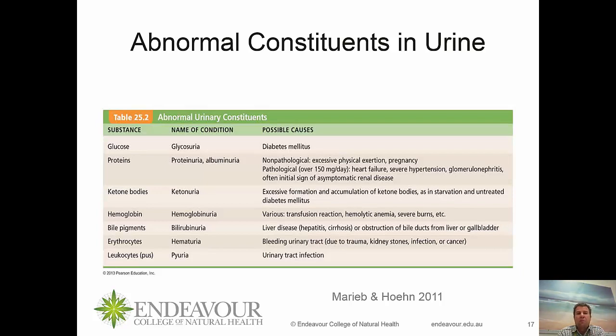So one of the most important things they look at in urine is the presence of glucose, so glucosuria, and it's a strong indicator of diabetes mellitus. High blood glucose levels transfers to high blood glucose levels in your nephrons. Your nephrons simply can't reabsorb enough glucose because there's so much glucose in there.